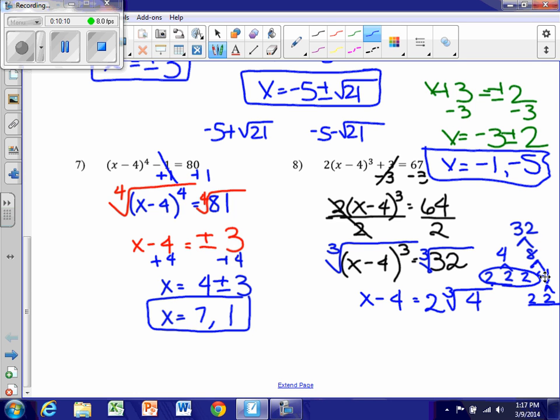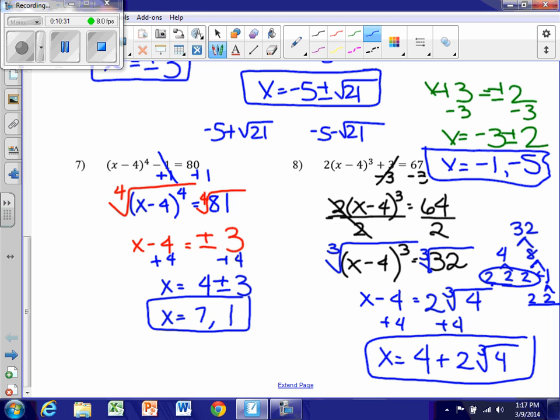Now, I do not need a plus or minus because the root was odd. And to finish, I add 4. Now, these are not like terms, so I'm going to put the nicer number in front for plus, and then the 2 cube root of 4 comes along for the final answer.